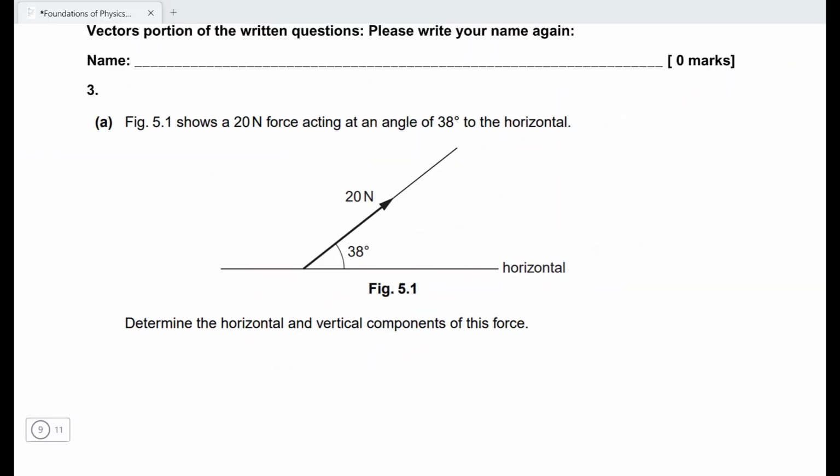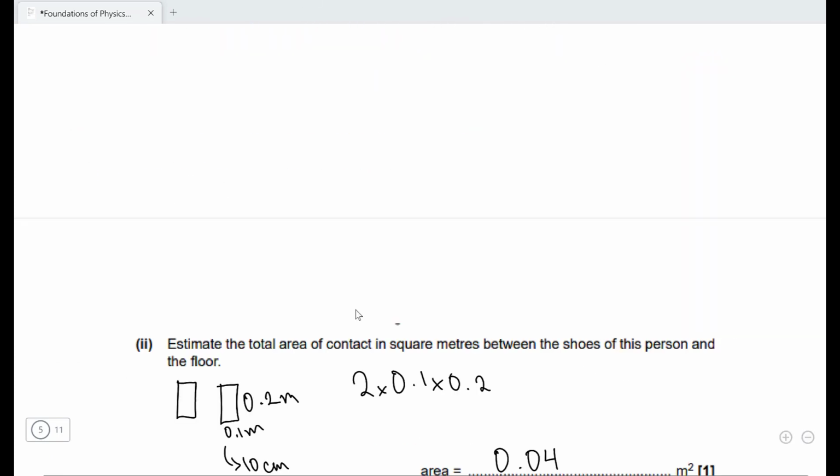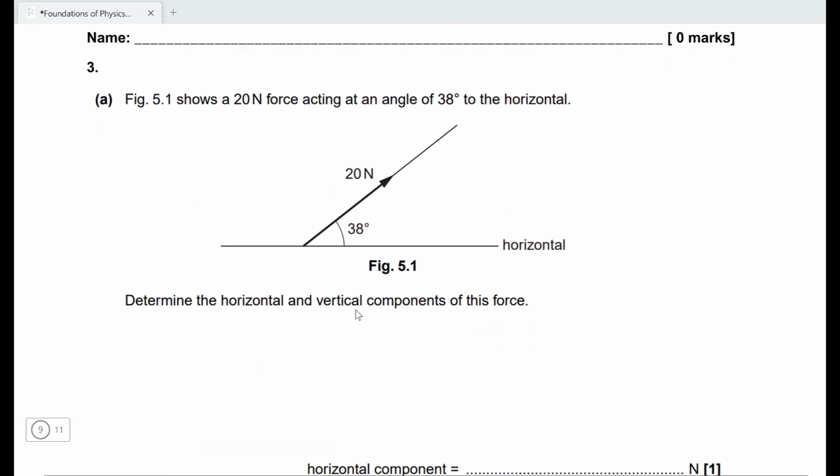Okay, now let's solve some vectors questions. So question 3, oops, what's happened here? Let's go back to the vectors questions. There we go. So figure 5.1 shows a 20 Newton force acting at an angle of 38 degrees to the horizontal. Determine the horizontal and the vertical components of this force.